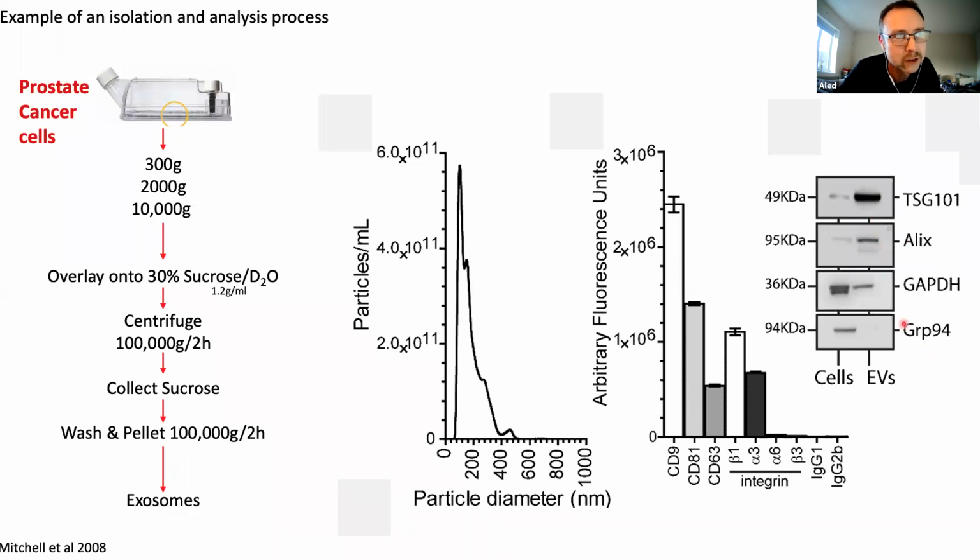Conversely, GRP94, this is an ER marker. The ER is not well represented in vesicles. We hardly see any bands here, where it's much more present and prevalent in the cell. Mitochondria proteins, nuclear proteins, and other components of the cell usually are not well reflected in the small vesicle.